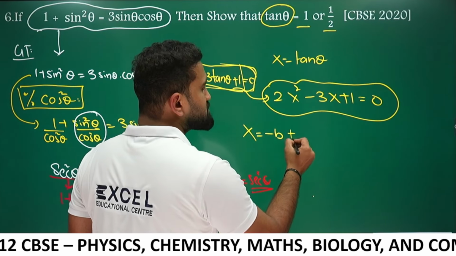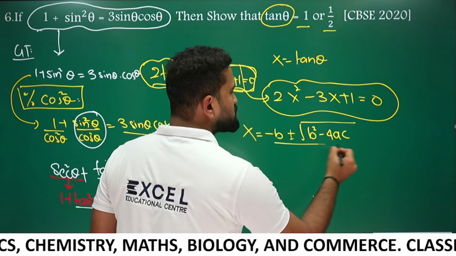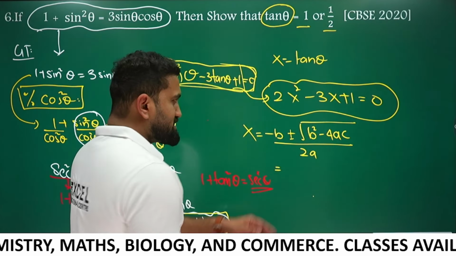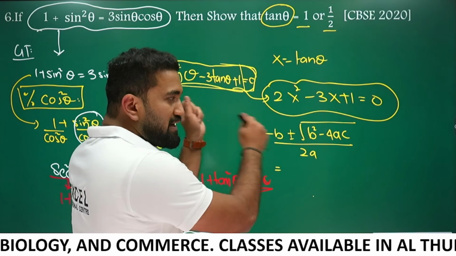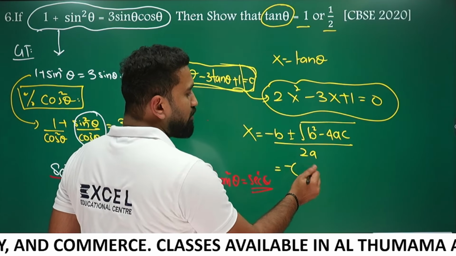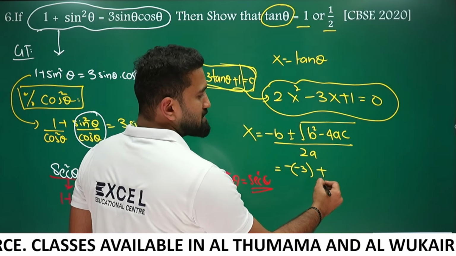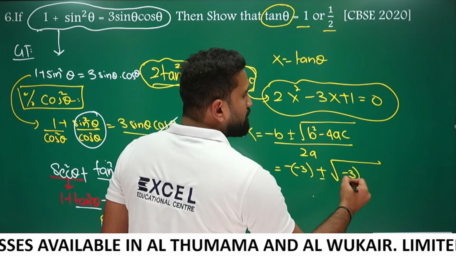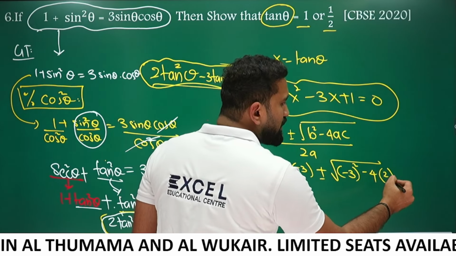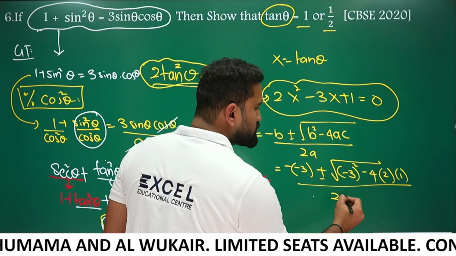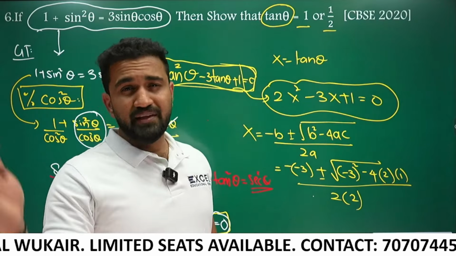Minus b plus or minus root of b square minus 4ac by 2a, right? Now what is the value of a? 2, b minus 3, c 1. Apply these things. This will become minus of b. b will be minus 3. Plus or minus root of minus 3 square minus 4 into a into c, which will be 2 into 1, divided by 2a. a will be 2. Just tell me the answer directly.